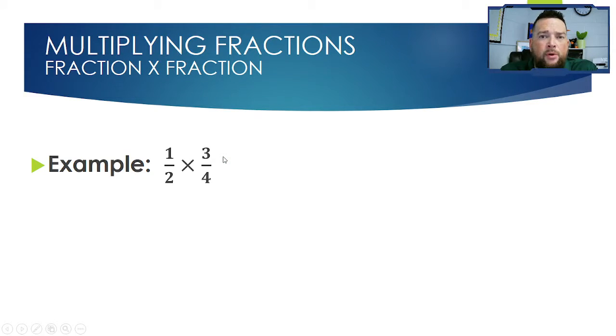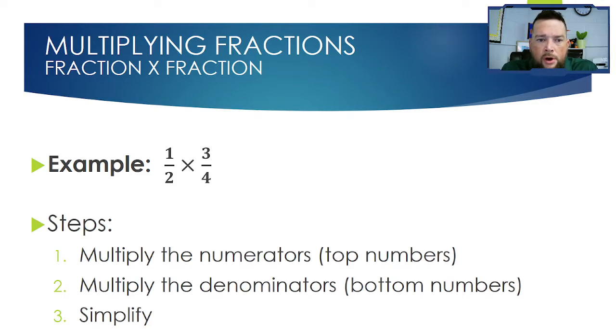Here we've got an example of 1/2 times 3/4. All right. So the rules are you're going to start with multiplying the numerators, which are the top numbers. Then you're going to multiply the denominators, which are the bottom numbers, and then you're going to simplify if you need to.